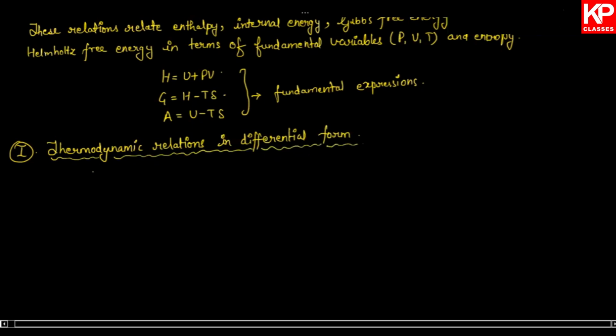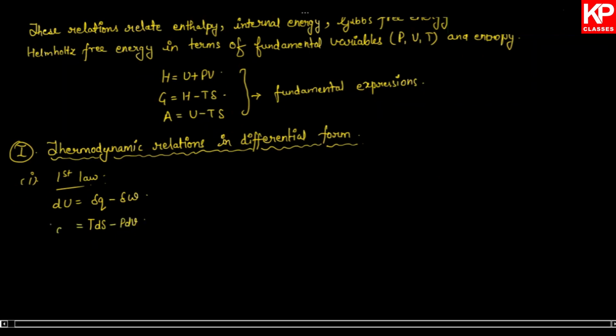Okay, anyway, so based upon the differential form, we already know that the first law of thermodynamics states that dU is given by delta q minus delta w, right? dU is given by delta q minus delta w, and we have already derived that delta q is nothing but equal to TdS, and delta w is nothing but equal to PdV.